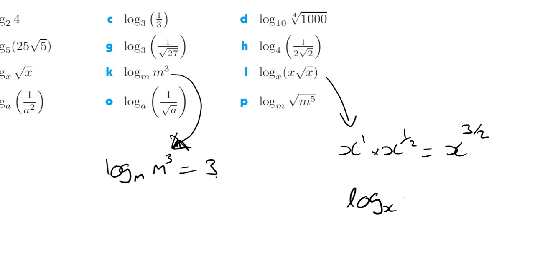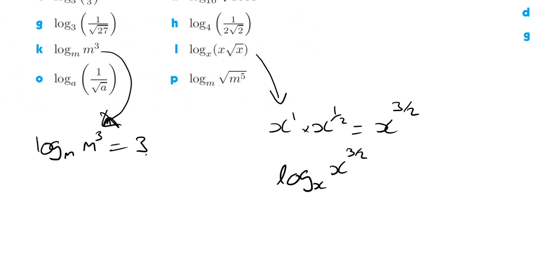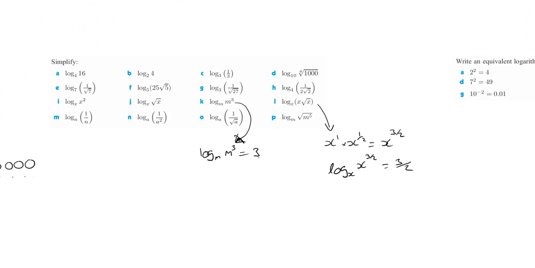So maybe it's easier to rewrite this: log base x of x to the 3 over 2. And I'm going to say my catchphrase again. What is it I raise x by to get x to the power of 3 over 2? 3 over 2, of course. Okay, so that's how we understand these logarithms.